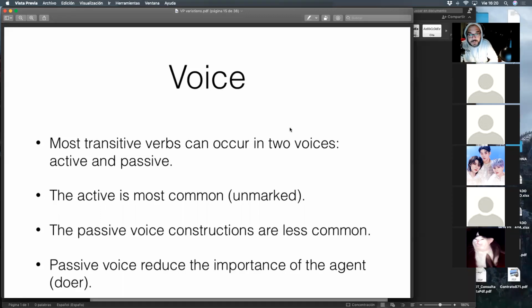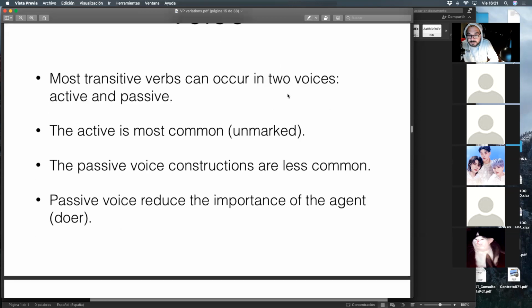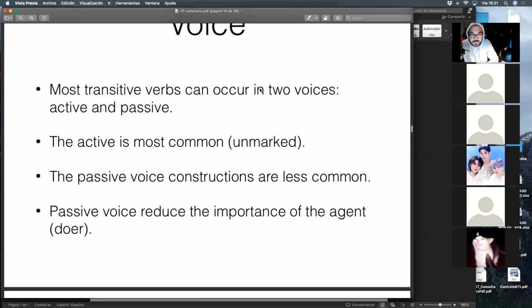Okay, let's do it. So we're going to begin with the idea of voice. So voice, I'm going to read it and then I'm going to explain quite a little bit. Voice, most transitive verbs can occur in two voices, active and passive. Okay. The active is most common, is the unmarked version of it. And the passive voice constructions are less common. Passive voice reduces the importance of the agent, the doer.